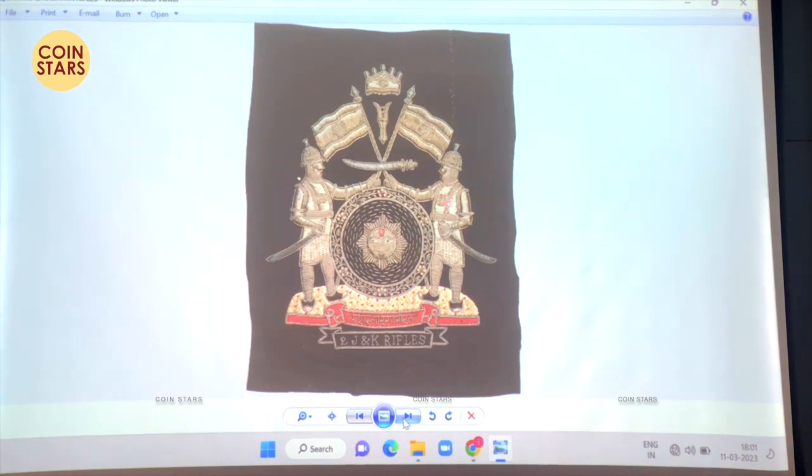Next. This Jammu and Kashmir rifles. It is all gold embroidery on a woolen background. Dogra soldiers holding the shield with the flag and the Dogra king cap and the sun face here. Jammu and Kashmir rifles.